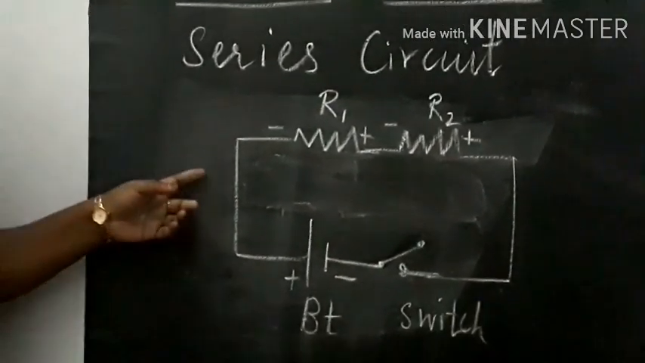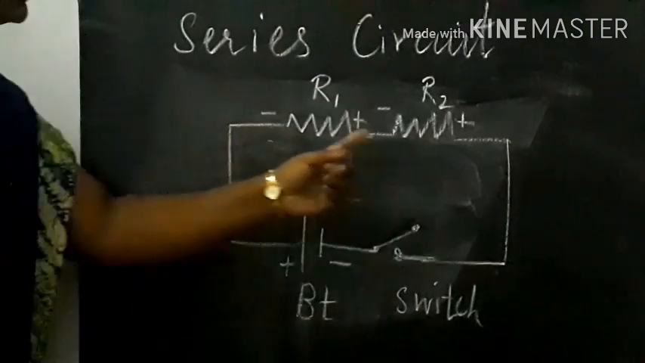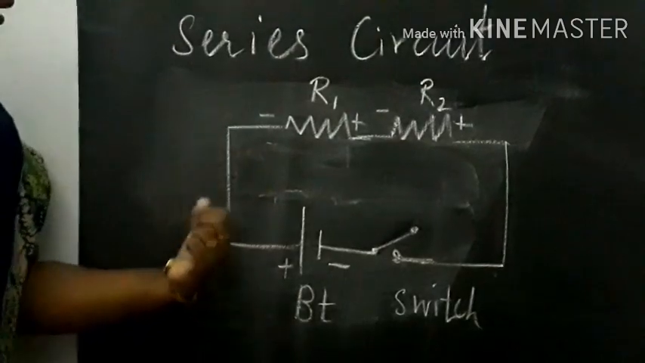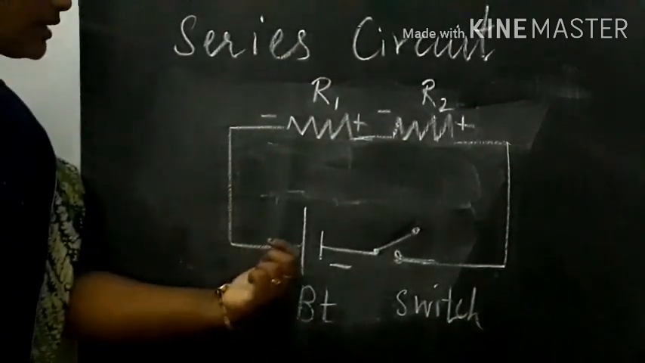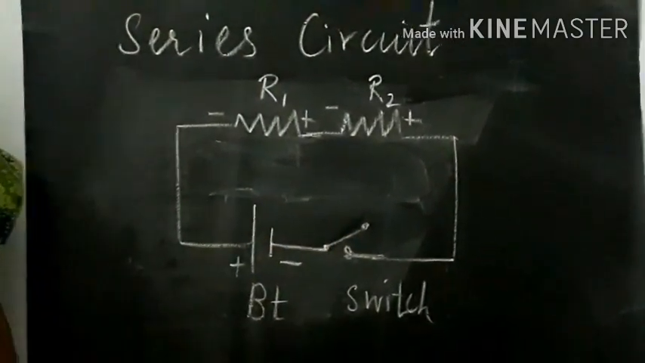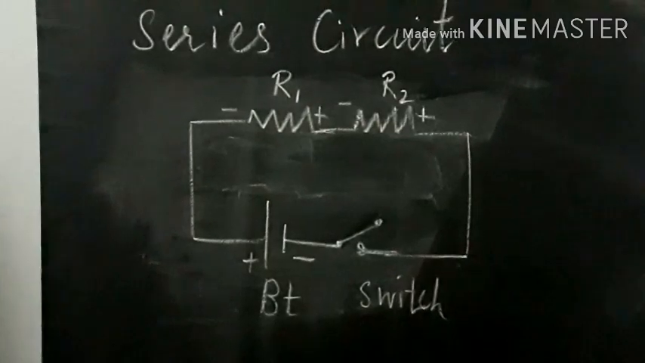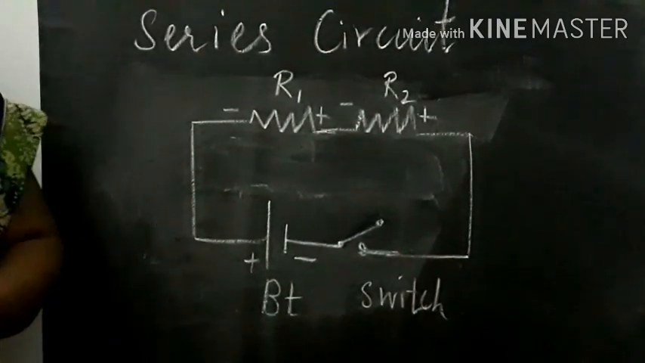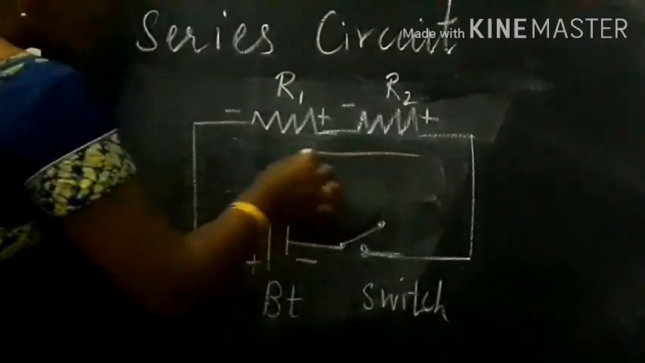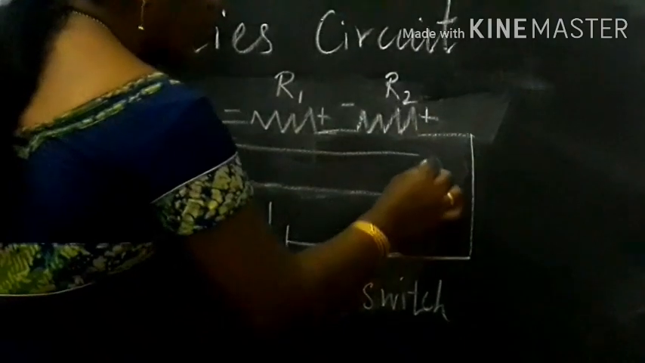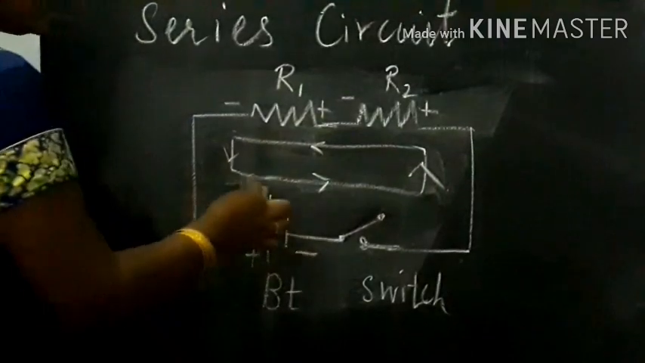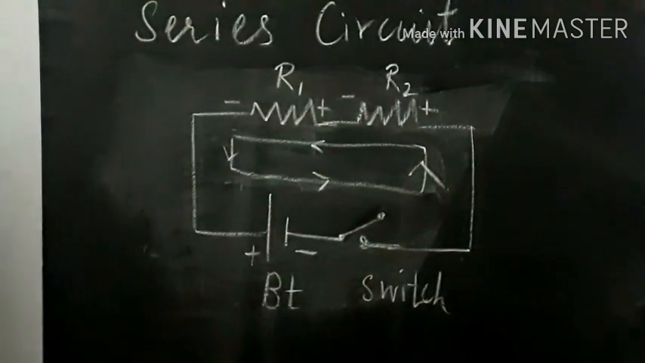So this is the series circuit. Here we have two resistance. Instead of this we can connect two bulbs also, and here the bulbs are connected to the battery, and also here we have a switch. The switch is in the open condition. In a series circuit, the components will be connected one after the another so as to form a loop. So it follows a single pathway for the electric charges to flow.